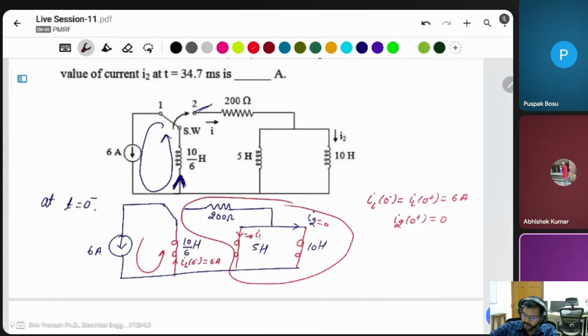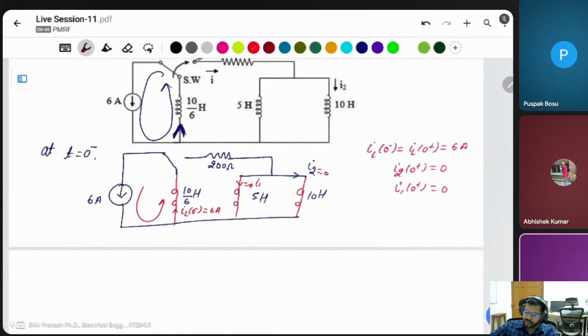You take this as I1, then I1(0+) is equal to ISO(0). Why 0? Because there is no source available in this portion of the circuit. There is no source, it means current is 0. But here the source is available, that means the IL is 6 ampere.